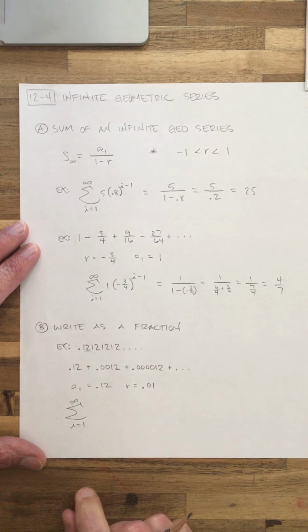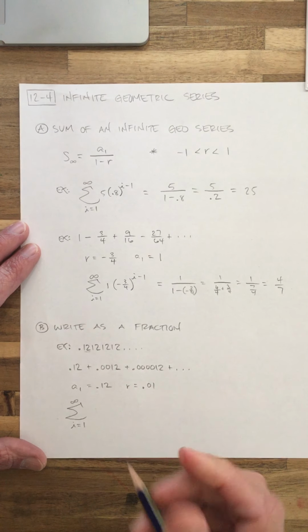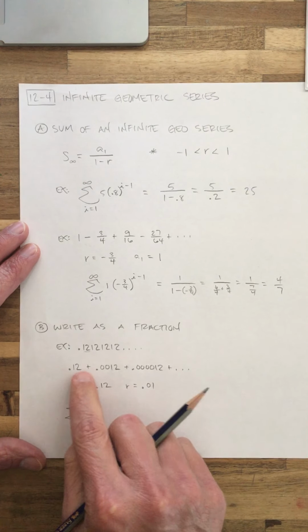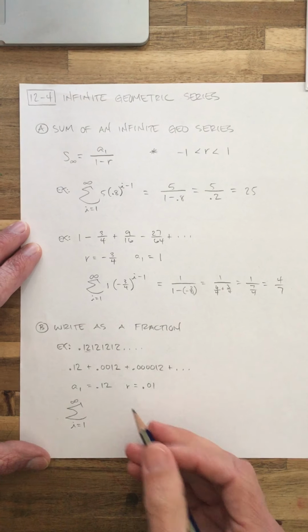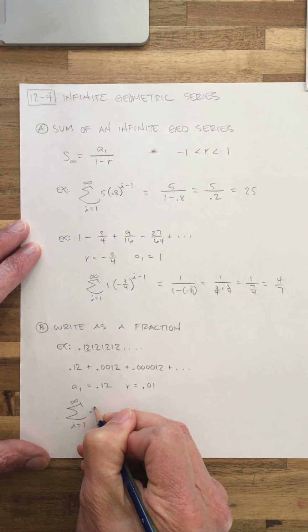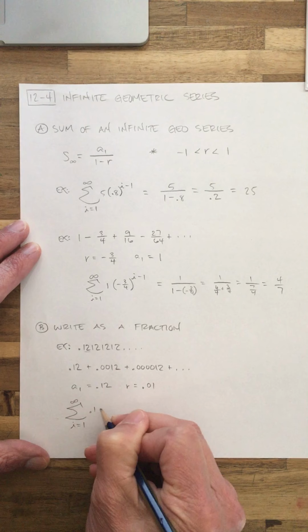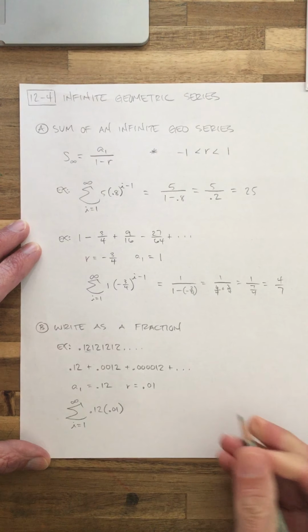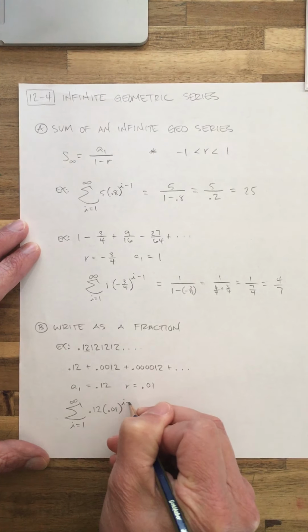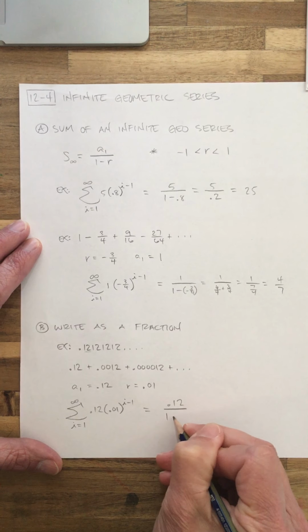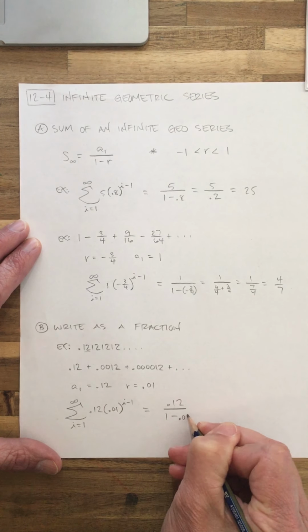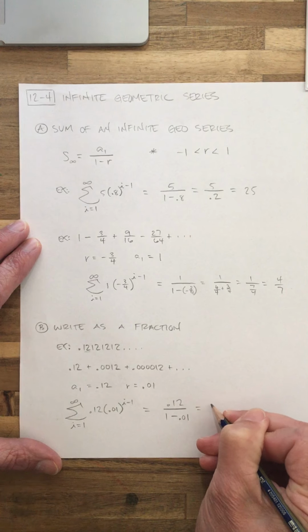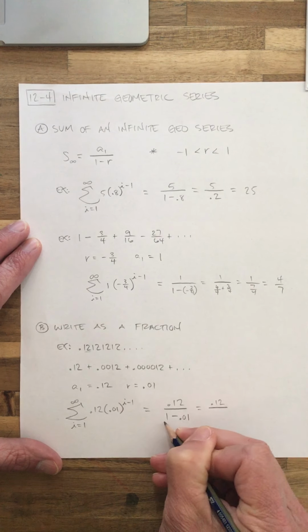And again, you don't have to write this because this is the same thing as that, but here we go. Or this is the same thing as that, which is the same thing as that. You want the sum from i = 1 to infinity of 0.12 times 0.01 to the i minus 1. And that is going to equal your a1, 0.12, over 1 minus r, which is 0.01, which equals 0.12 over 1 minus that.